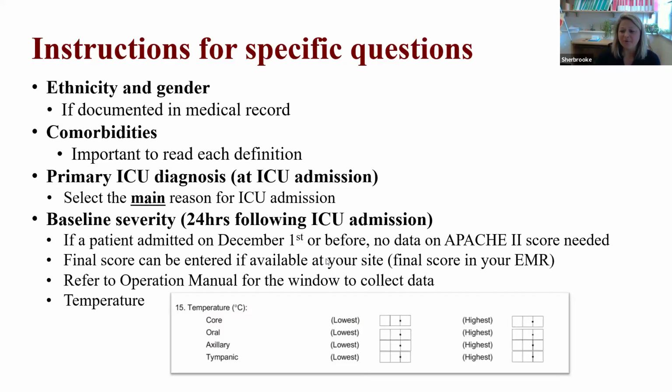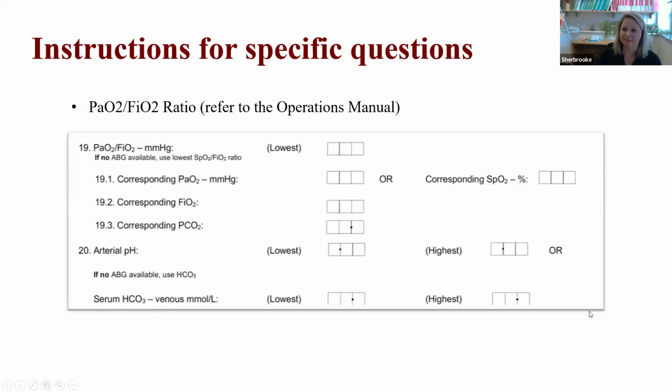Temperature. We know that temperature can be measured in different ways: core, oral, axillary, tympanic. If you have multiple measurements of temperature within the time frame of the Apache score, please record the lowest and the highest of all of them, and we will be able to select the right one and convert to core with the data that you have provided.